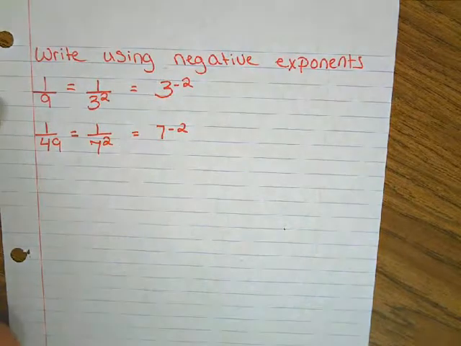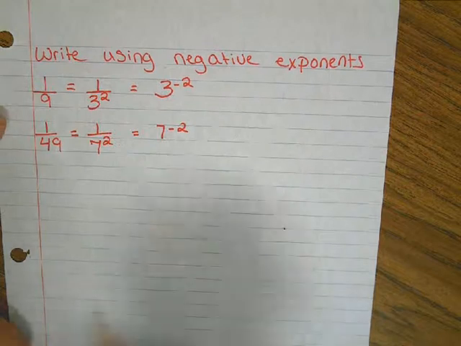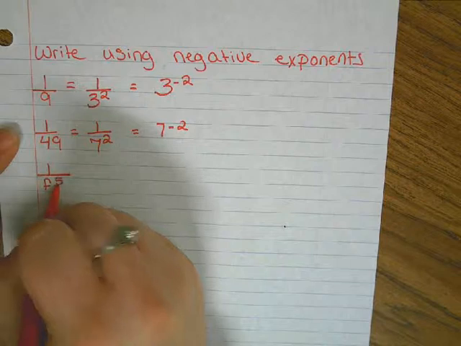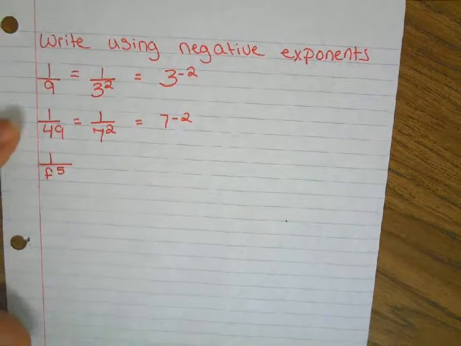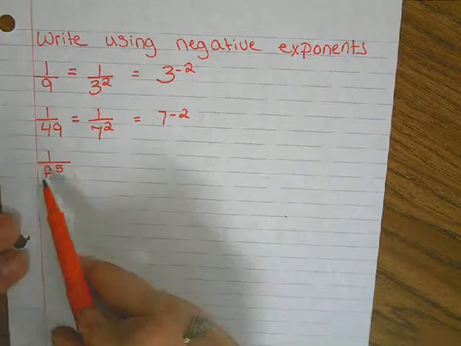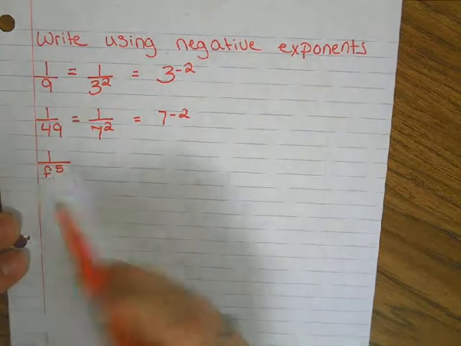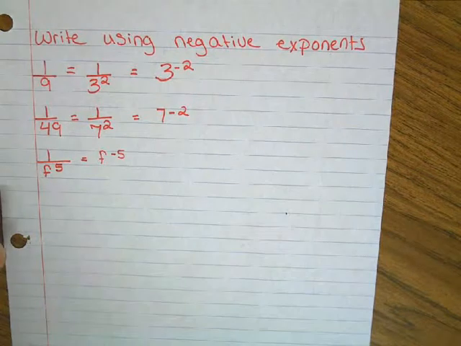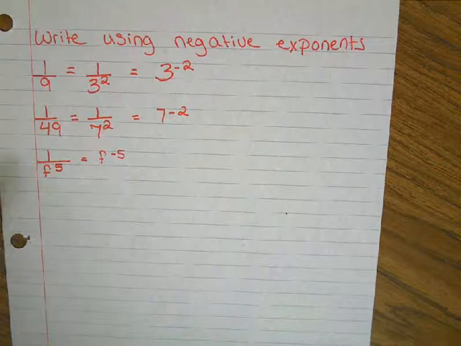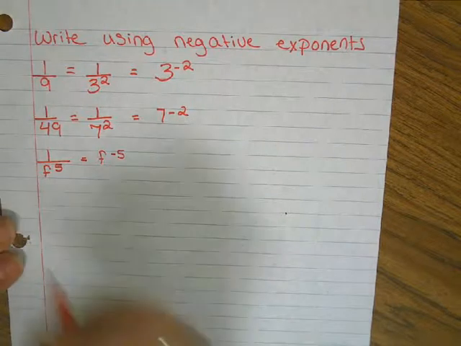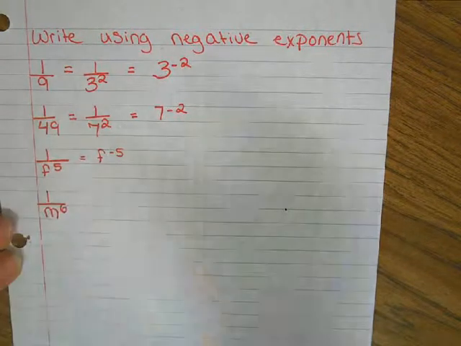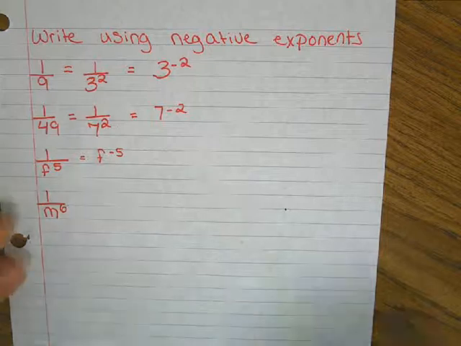What about 1 over f to the 5th power? They've already given it to me with the exponent. So f to the negative 5th power. Okay, they've already given me the exponent, so all I have to do is make it negative. Angel, that's enough. 1 over m to the 6th. So I would have m to the negative 6.